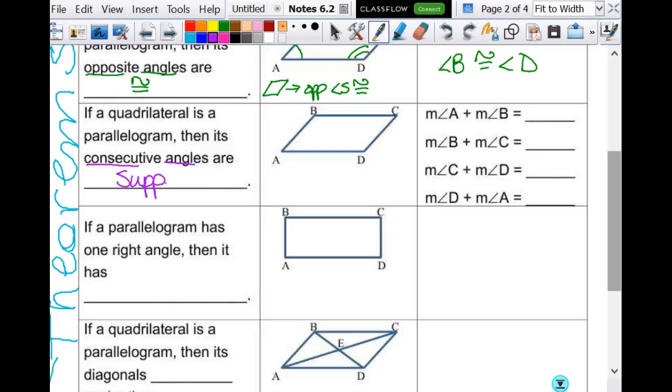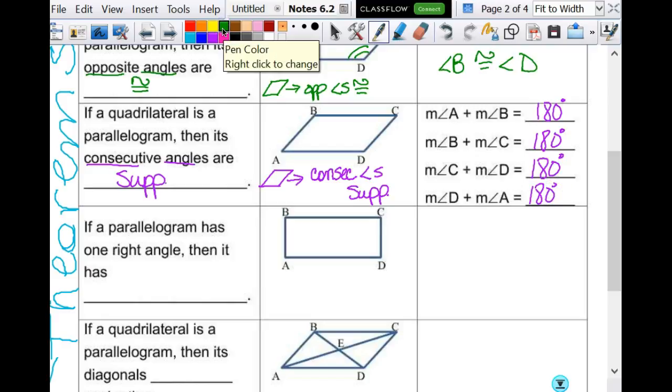Okay. All right, so there's not really a great way to label that they're supplementary, unless we made up numbers or something, but we don't need to. So we can just say, if it's a parallelogram, then consecutive angles are supplementary, which means they have to give me 180, so all four of these are 180 degrees.